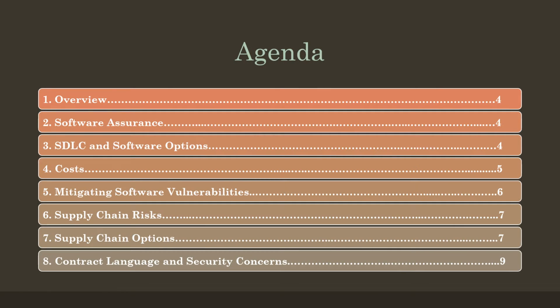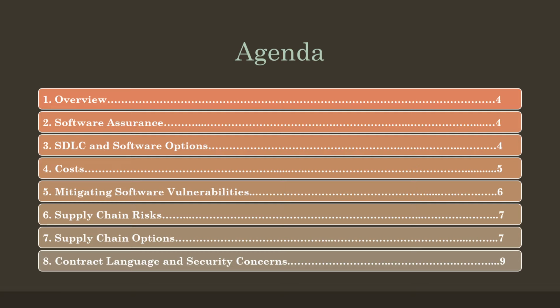Look at the agenda. First item is going to be the overview, and then we have software assurance. We're going to look at software security measures and evaluation mechanisms. And then the third item, we have software development lifecycle and software options. We're going to be looking at how exactly we're going to build security into the software development lifecycle and which development methodology is going to work best for the U.S. federal government systems.